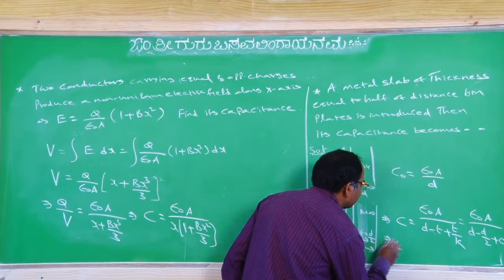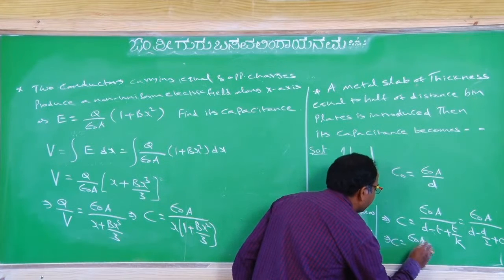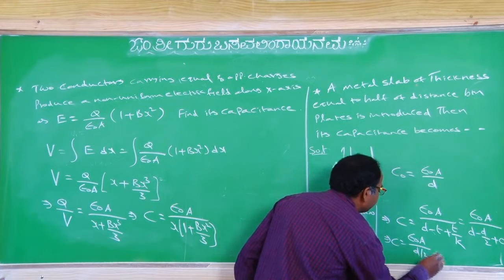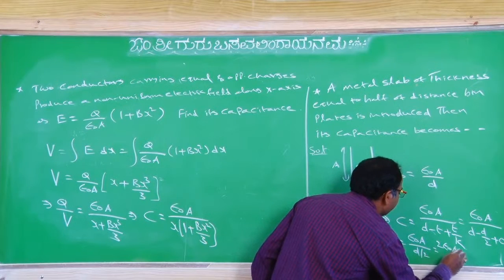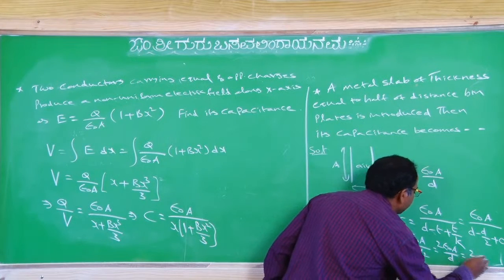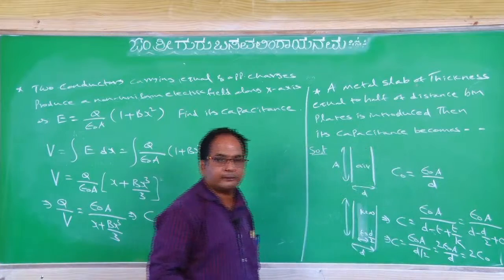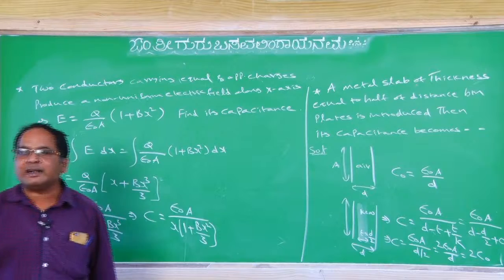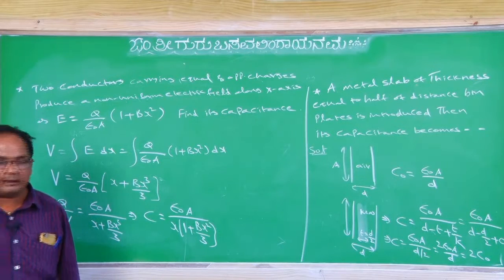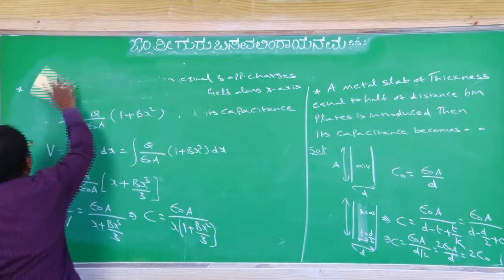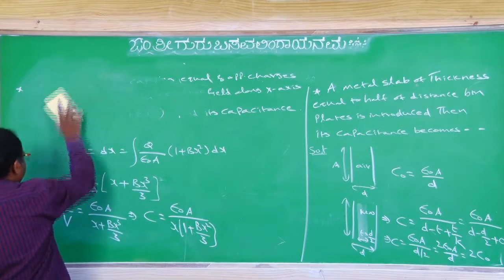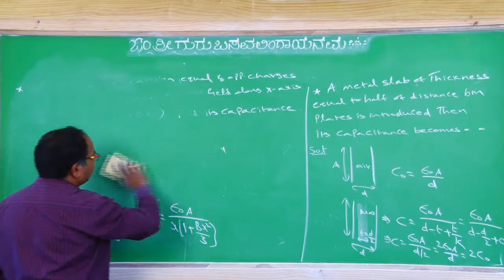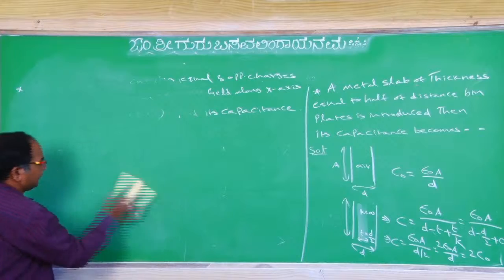So it will become C is equal to epsilon naught A by D by 2, that is 2 epsilon naught A by D. So it will become 2C naught. So the capacitance will become twice.